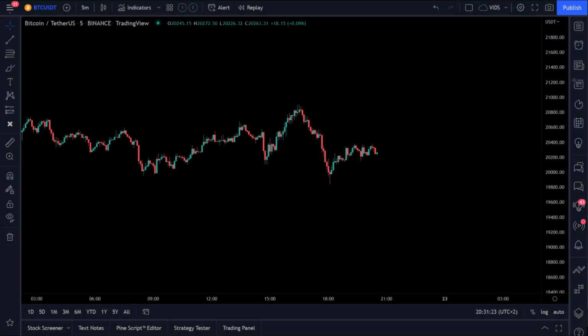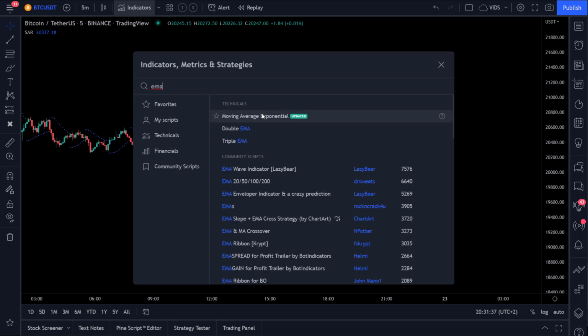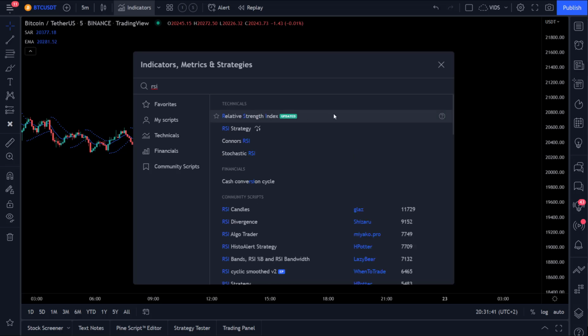Today I'm trading the strategy on the price of Bitcoin, but of course you can also perform the strategy on other cryptocurrencies, forex, or on the stock market. We use 3 indicators for this strategy. The first indicator is the parabolic SAR indicator. The second indicator we add is the EMA, or moving average exponential. And the last indicator we add is the RSI, or relative strength index indicator.